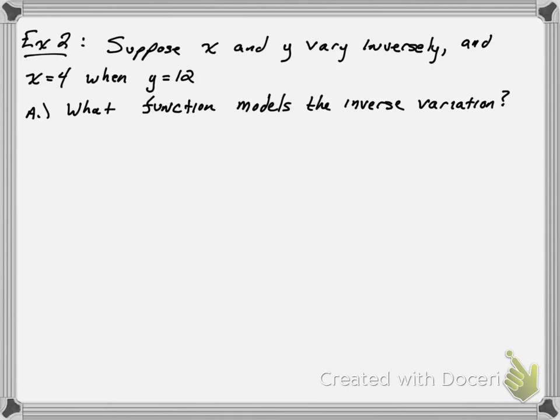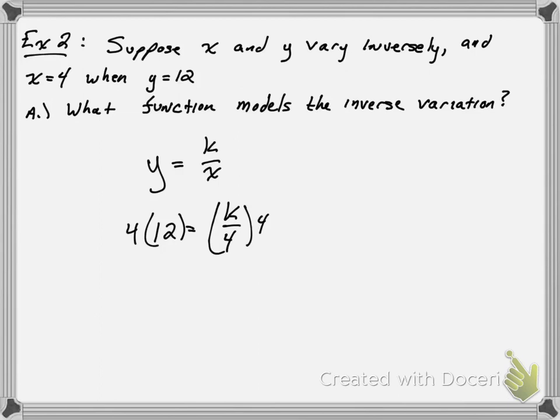Example 2 talks about supposing x and y vary inversely. They could say vary directly, or they could say vary inversely. And x is 4 when y equals 12. So what do I do? Again, remember, inverse variation is y equals k divided by x, not k times x. All you're doing is plugging it in. So what function models it? I plug in y, which is 12, equals k over 4, and solve for k. Multiply by 4, and that gives me k equals 48. So the model is y equals 48 over x.